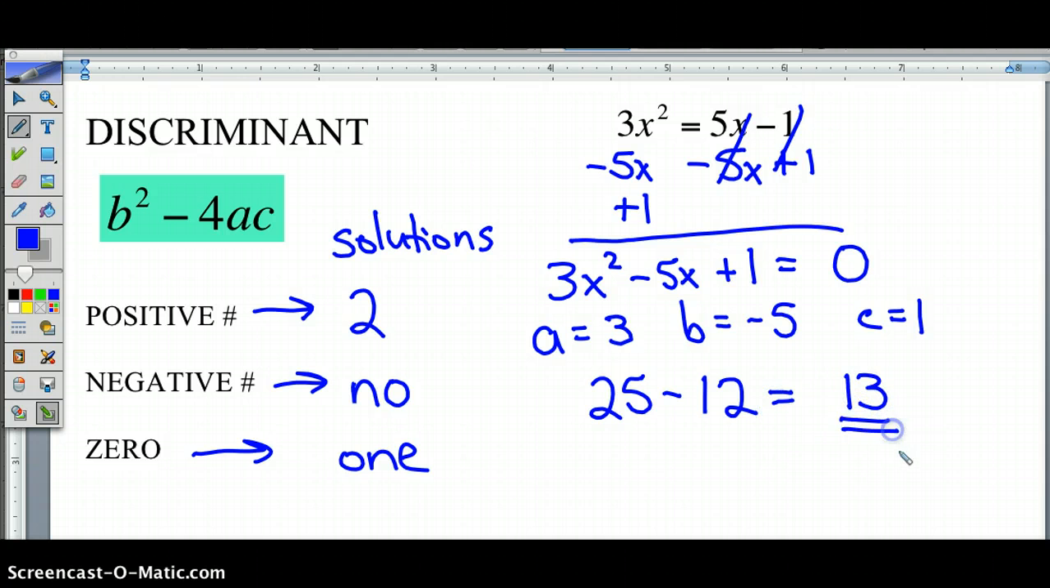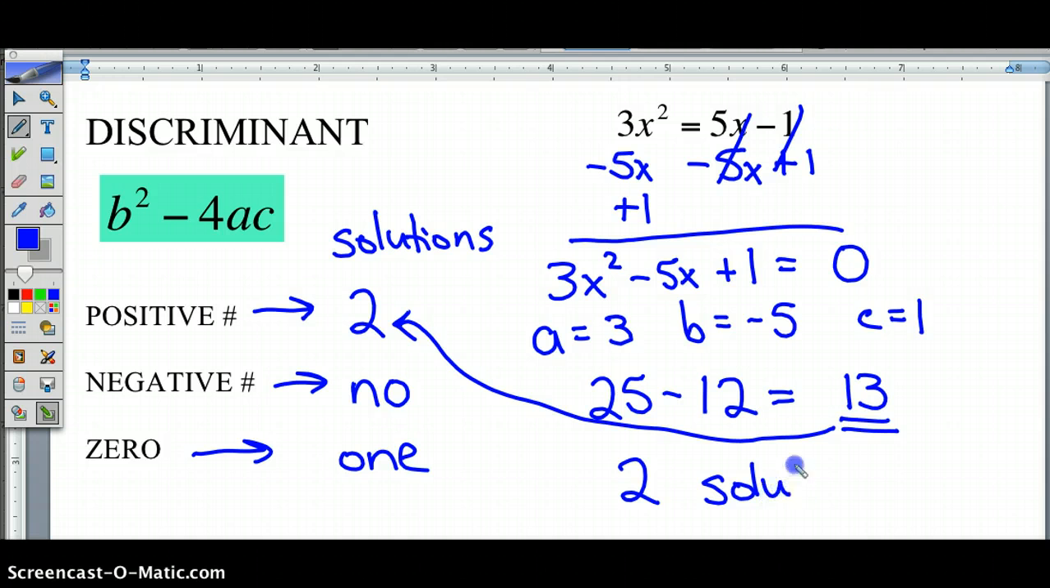Now, we don't care too much about that answer, okay, other than the fact that it's a positive number. Well, if we go back over here, positive number means that we have two solutions. So this particular problem has two solutions. We don't have to actually find them. We just have to state that there's two.